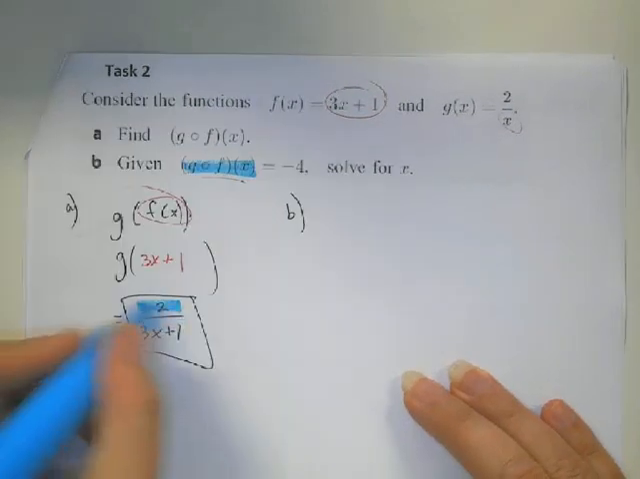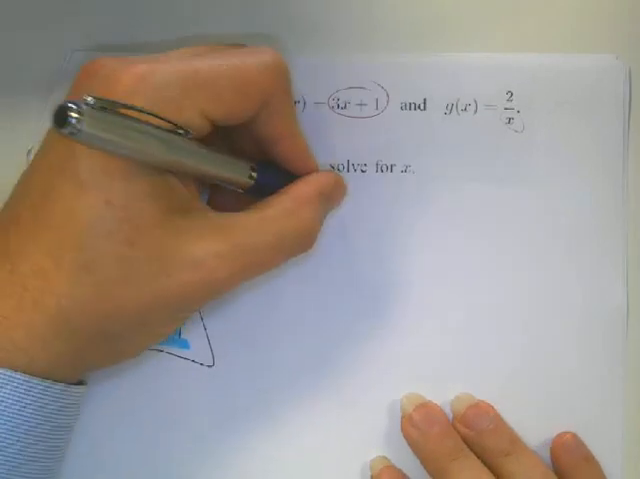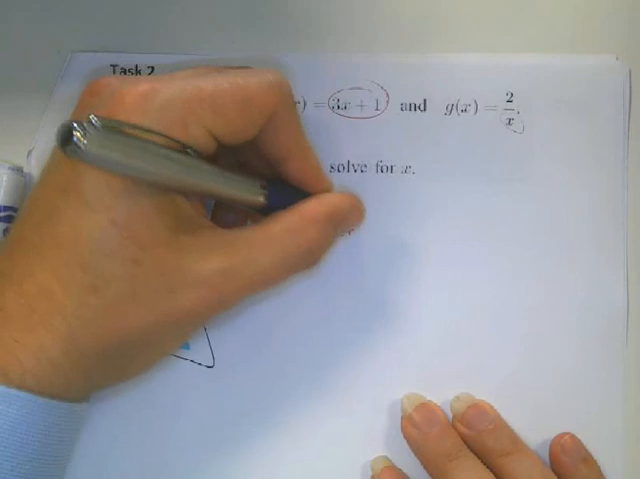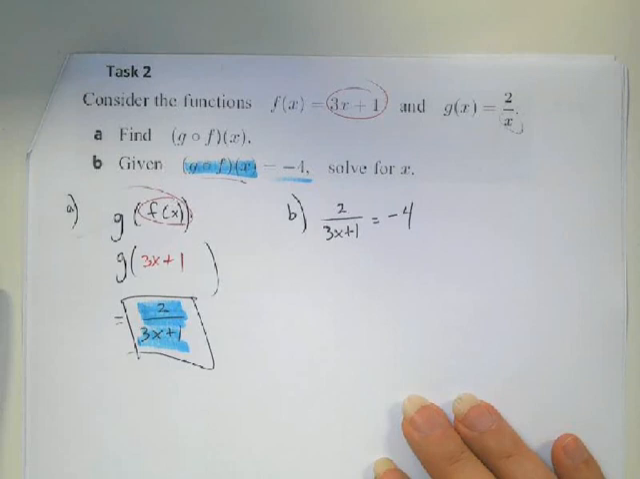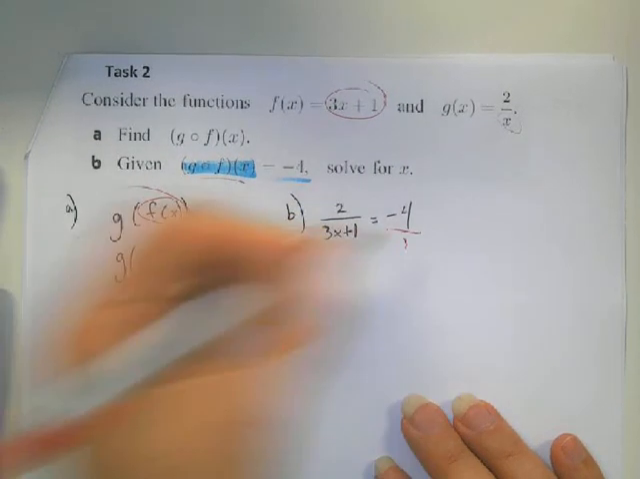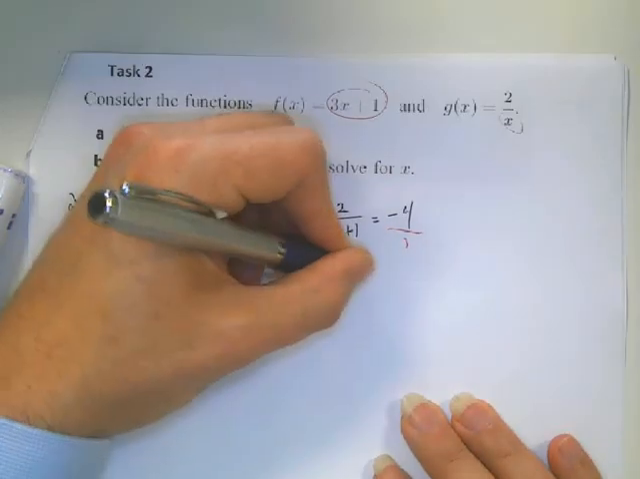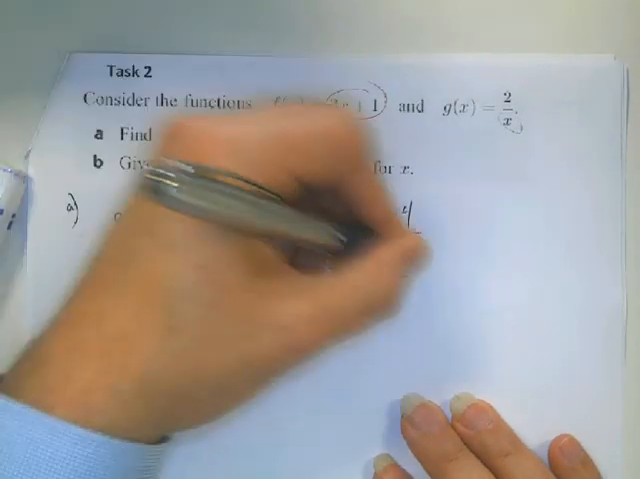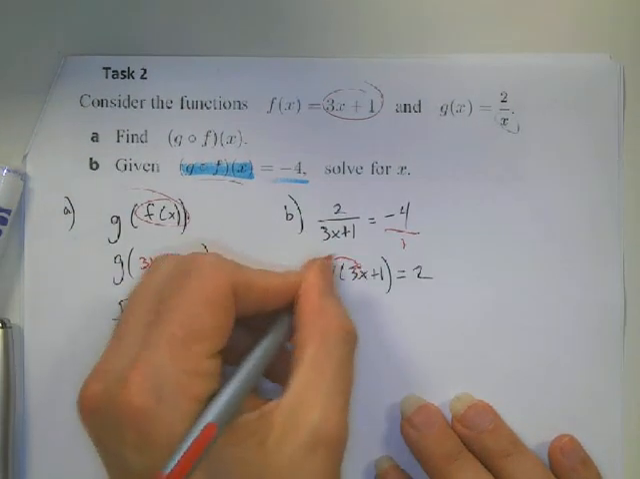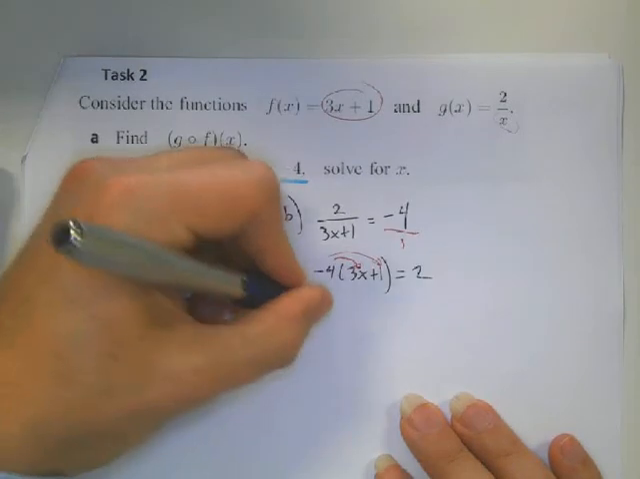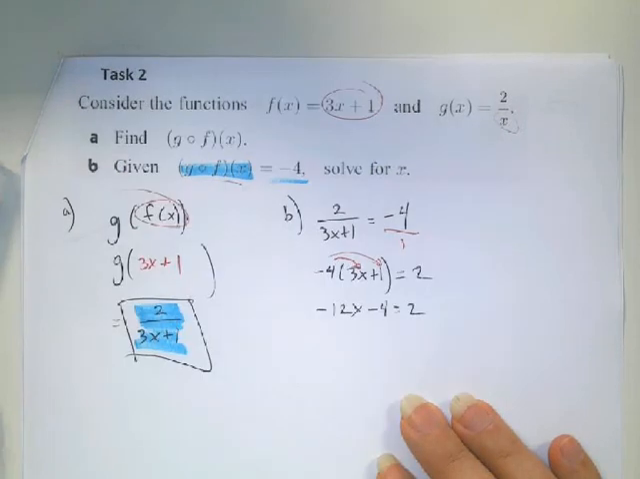Okay, question B says, when is this answer going to be equal to -4? So I'm going to say 2 over 3x plus 1 equals -4. Okay, so what I would do is I would put this over 1, and then we can cross multiply. So -4 times 3x plus 1 equals 2. Okay, the next thing I would do is distributive property with a -4, and we get -12x minus 4 equals 2. We're solving for x, right?